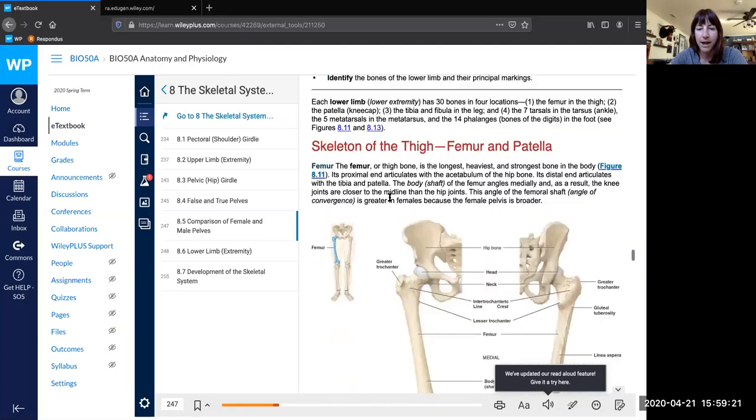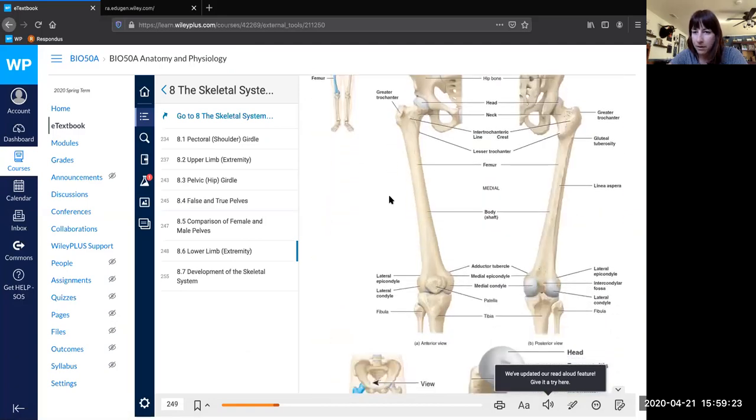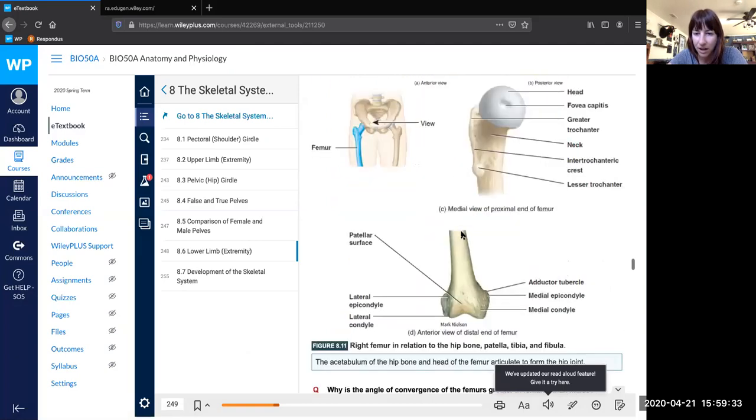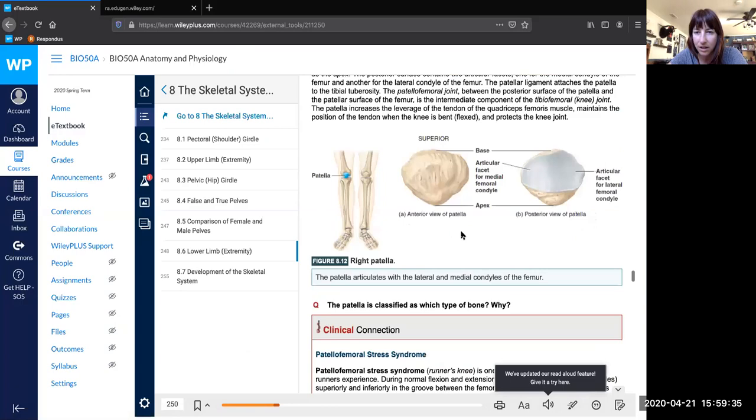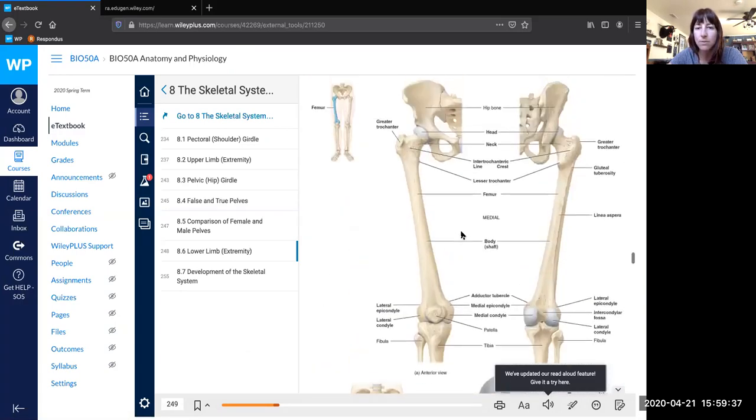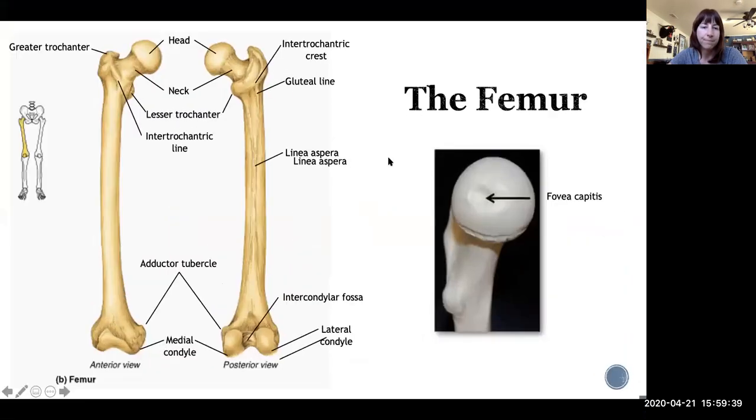Where's my femur at? The intertrochanteric line versus the intertrochanteric crest, on the anterior versus the posterior side. Is that it? I guess that's it. Okay, that's cool. I can dig it.